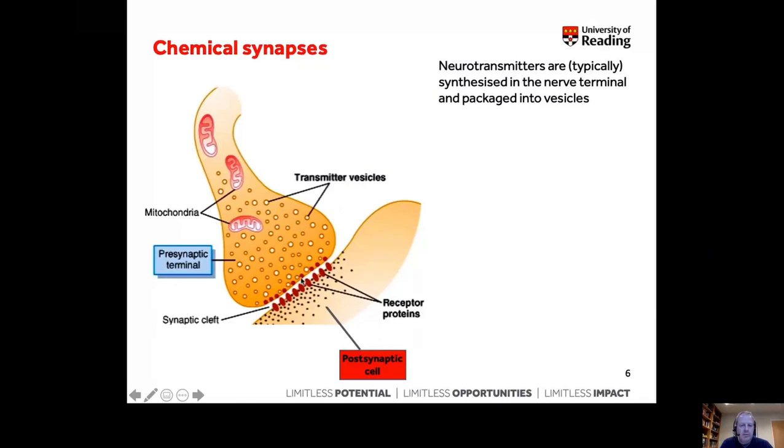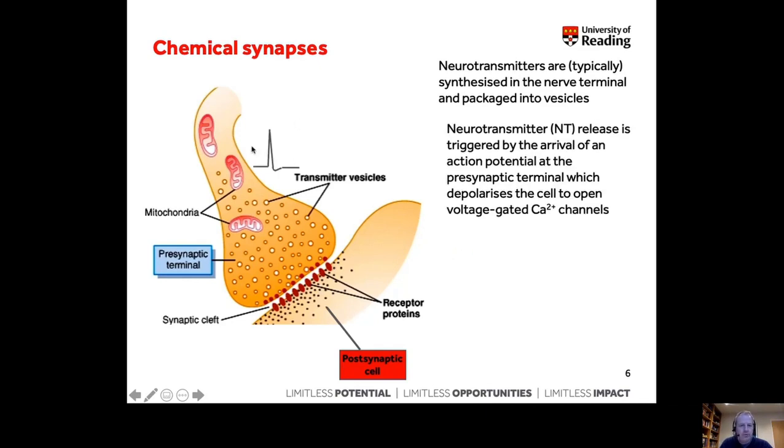Vesicles migrate to the presynaptic membrane where they fuse, and the transmitter substance contained within the vesicle is released across this narrow synaptic cleft. The synaptic cleft is around 20 nanometers wide, so 20 times 10 to the minus 10 meters, very narrow, but not directly opposed like you would see with a gap junction. So the transmitter is released, goes across the synaptic cleft, and acts on these postsynaptic receptor proteins.